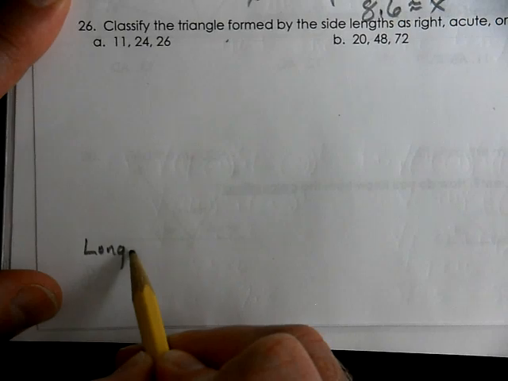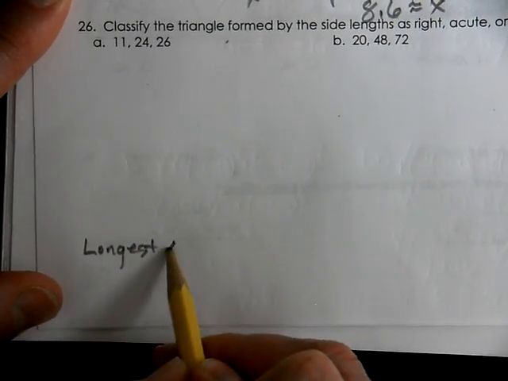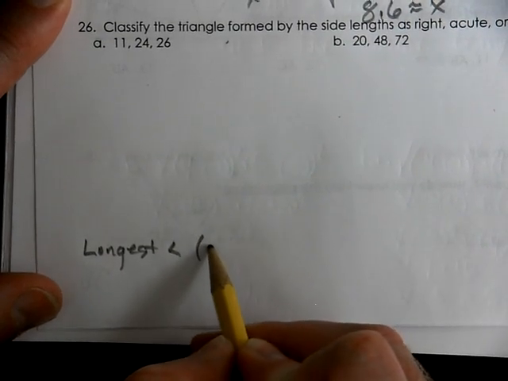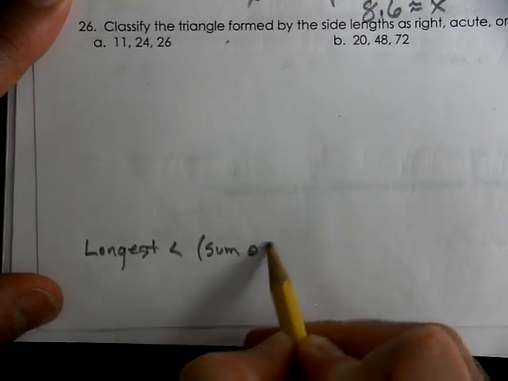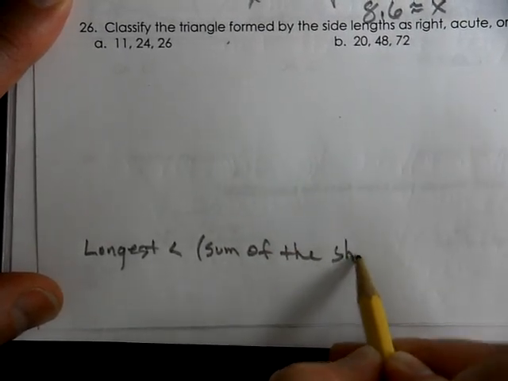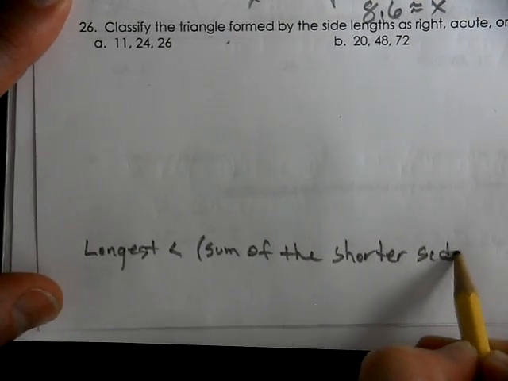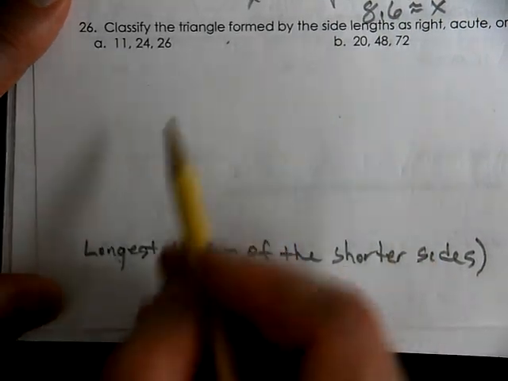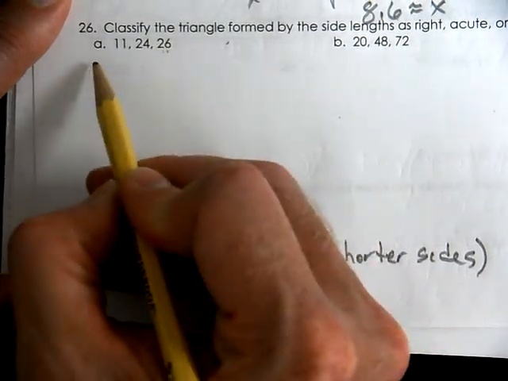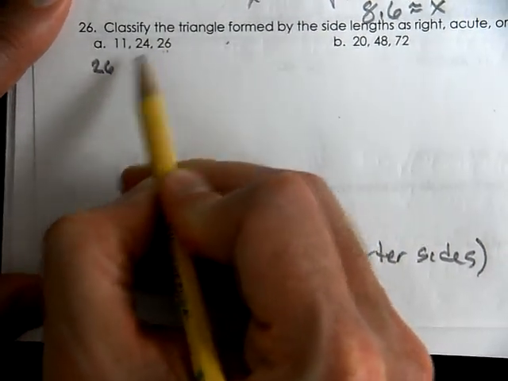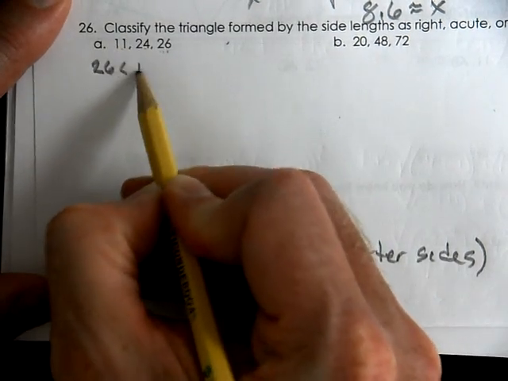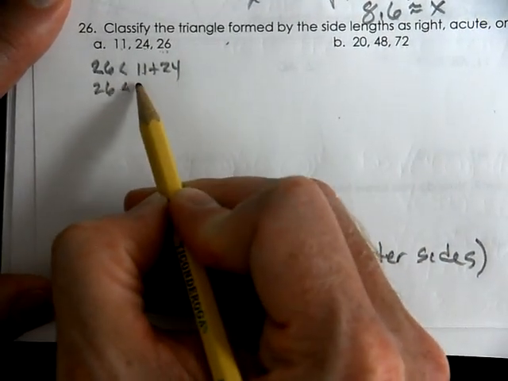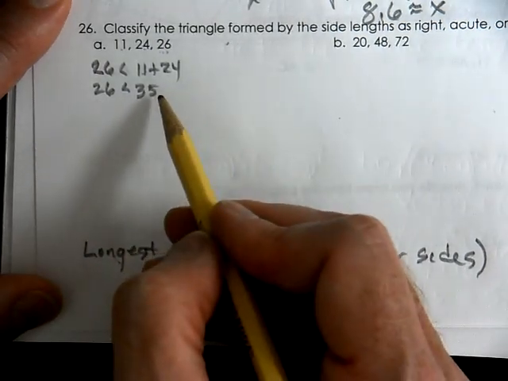The longest side has to be smaller than the sum of the shorter sides. The longest side has to be shorter than the sum of the shortest. So here, when we take the longest side, we see that that is smaller than 11 plus 24. 26 is smaller than 35. So yes, it makes a triangle.